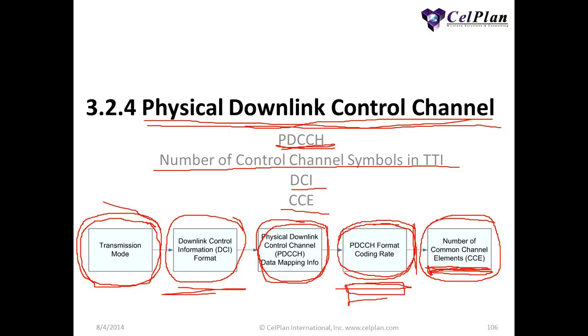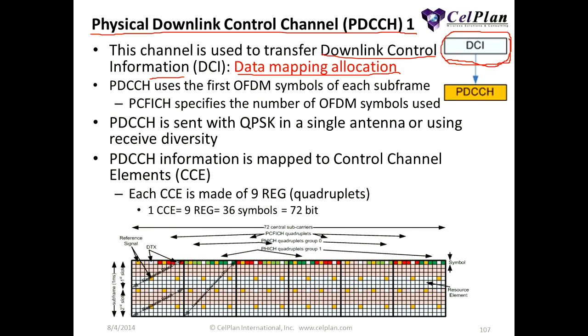The only thing the UE knows is that there are CCEs and it can calculate where the CCEs are. To find out where the mapping information is, the UE has to do blind decoding on every CCE position to figure out where the mapping information is. And then by finding the mapping information, the DCI, it can find out where the data is.